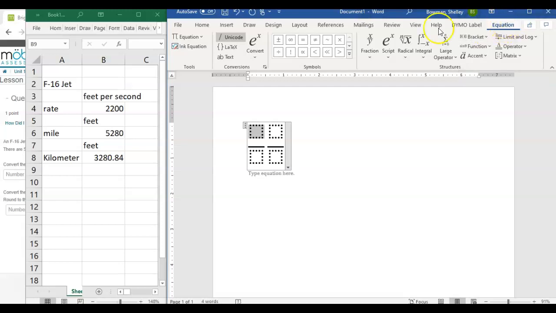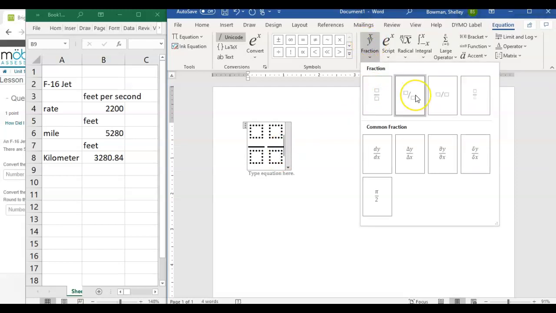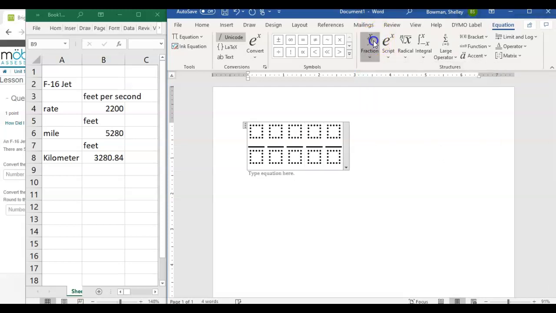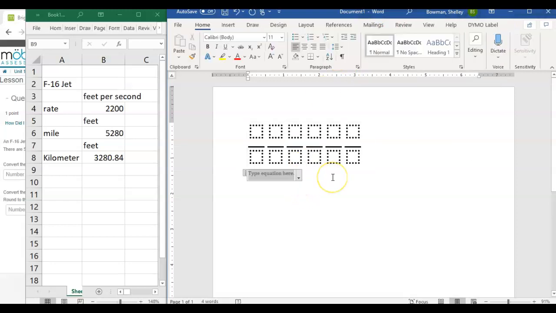So in my equation, I'm going to type in a couple of fractions. It makes it easier if they're fractions that are on top of each other and not at a slant. I'm going to throw a couple of these in because we're going to be doing some conversions from one unit to the other, so I need some conversion factors. This is my roadmap. It's just how I like to think about it.